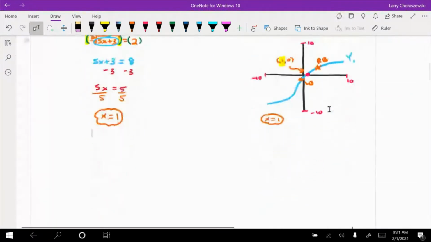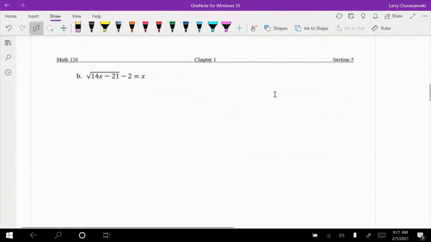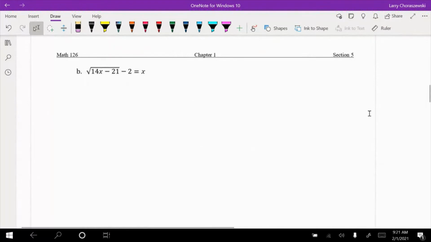All right, let us, as in the produce department, move on to the next page. For example B, anybody want to offer how to start this thing out? Add -2 to the other side. There you go. Yeah, we'll go ahead and Amazon Prime that over to the right. It does become positive 2. So square root of 14x minus 21 equals x plus 2.